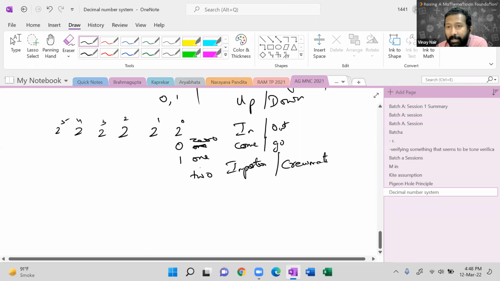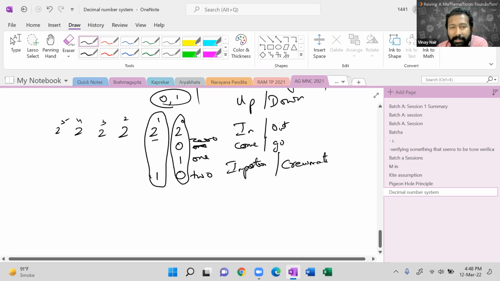Now we want to represent 2. So how will we represent 2 using 0 and 1? Like the octal system, like the decimal system, we will put a 1 here and a 0 here. So this is 1 times 2 power 1 is 2, 0 times 2 power 0 is 0. So 2 plus 0 is 2. That is why this is 2. And this will be 1, 1.